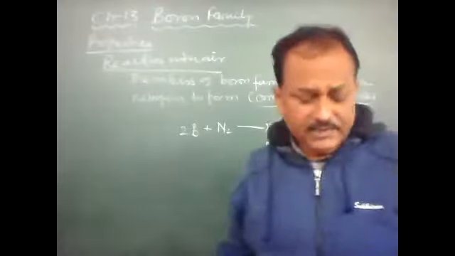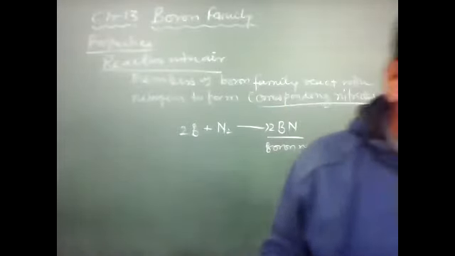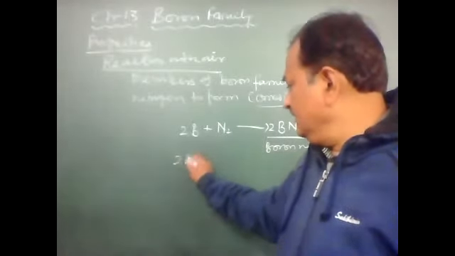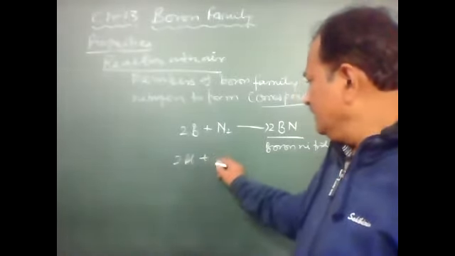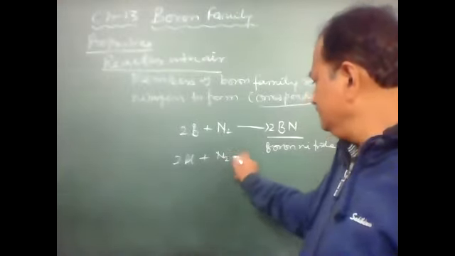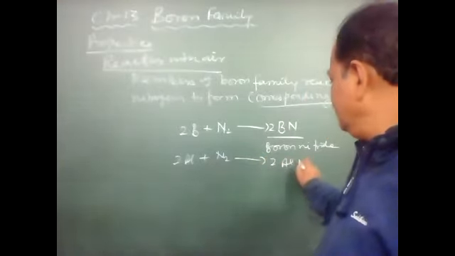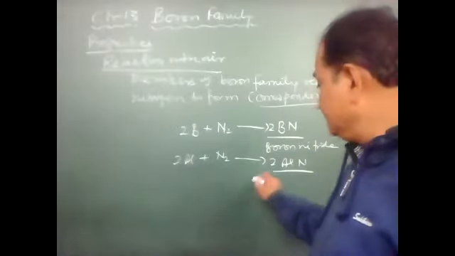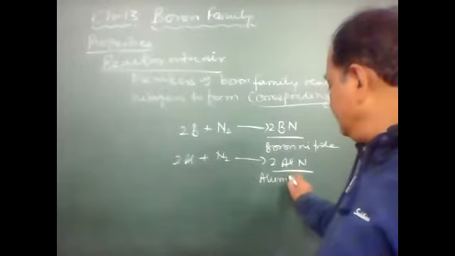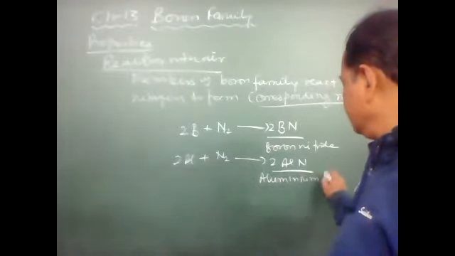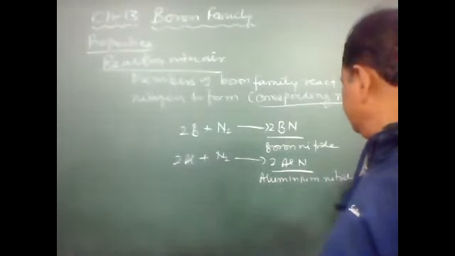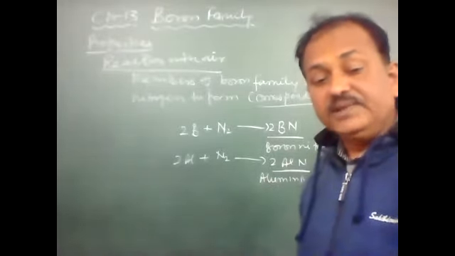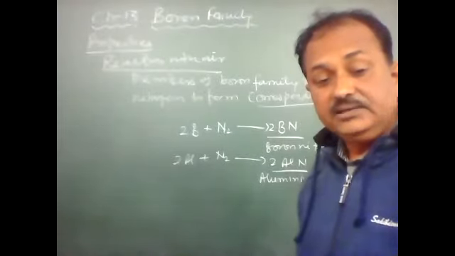Similarly, aluminium also forms a nitride. 2Al plus N2 gives 2AlN, aluminium nitride. So these are the compounds formed when the element reacts with nitrogen.